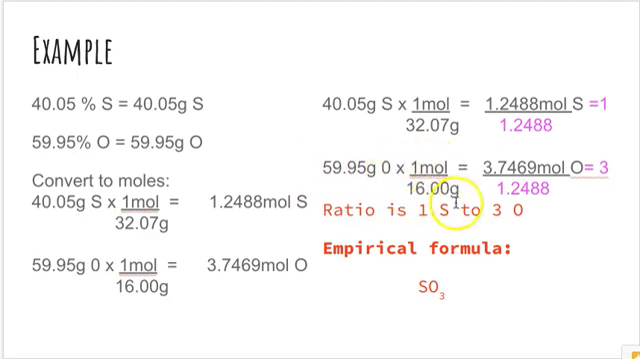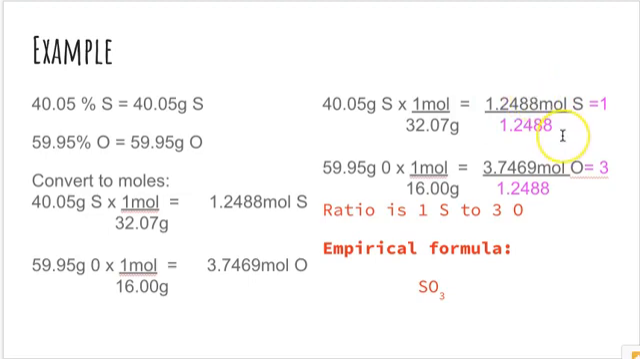I use my conversion factor, and my periodic table tells me that 1 mole of oxygen is equal to 16 grams. So 59.95 times 1 divided by 16 gives me 3.7469 moles of oxygen. So quick recap. I took my percents, I just made it into grams. I took my grams and I converted it into moles.